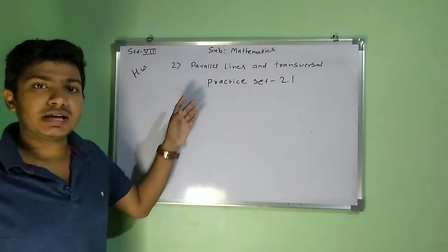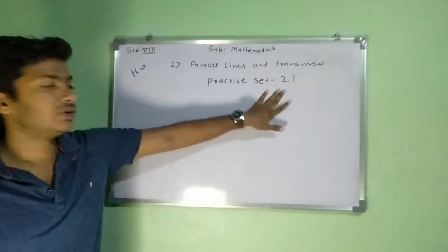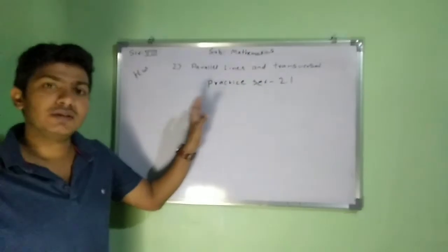So now we have seen the types of angles. Now practice set 2.1 is the homework, and I will send the questions in our group.